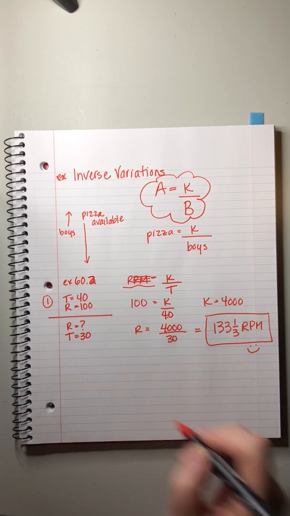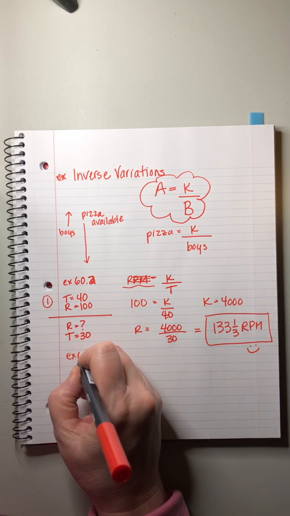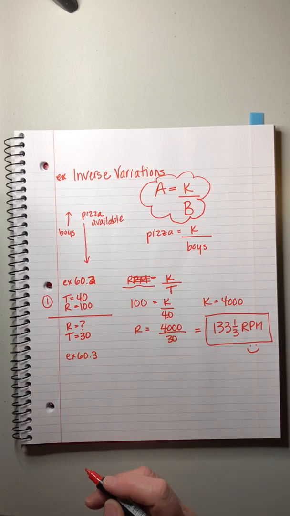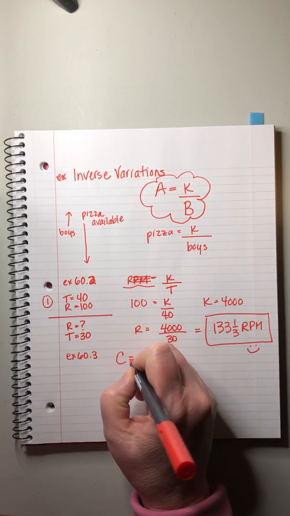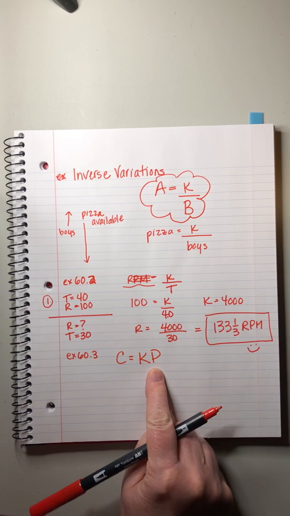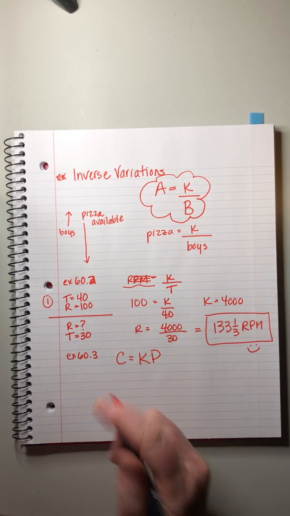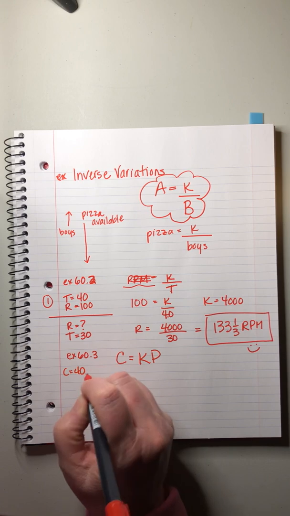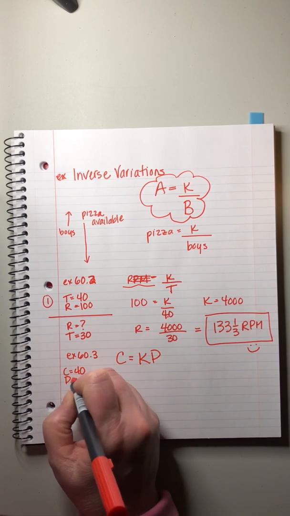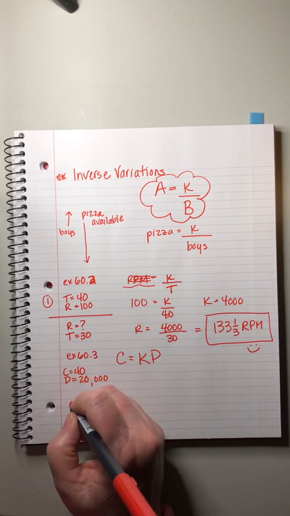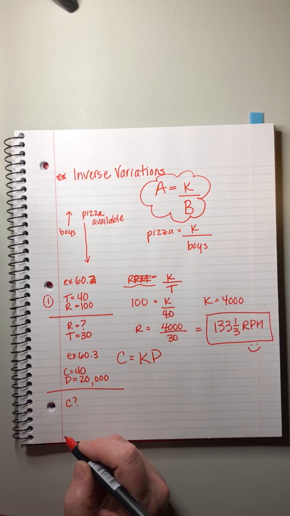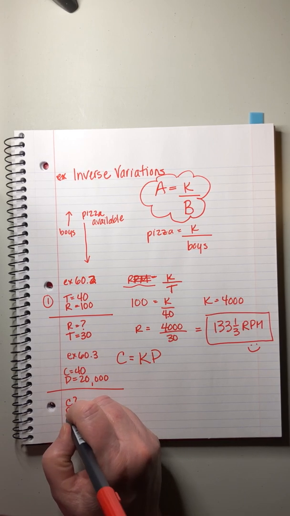The last problem, which we will do, goes back to the direct variation. Sorry, I got spun around. I meant to do this one second. The number of clowns was directly proportional to the number of performers. Okay, directly. So clowns equals k times performers. If there were 40 clowns when there were 20,000 performers, how many clowns would there be if there were 12,000 performers?